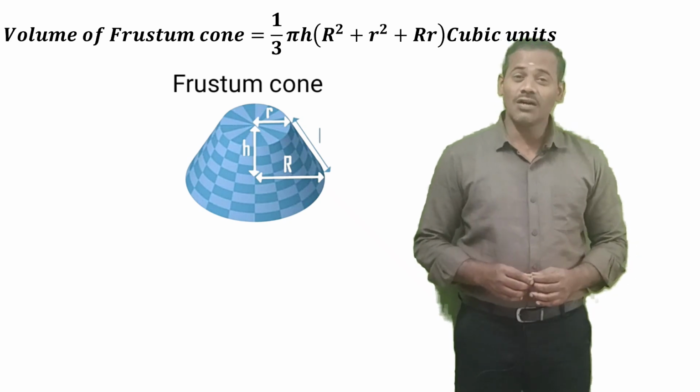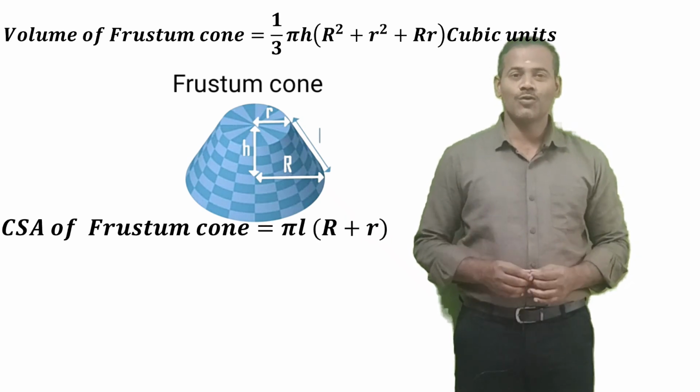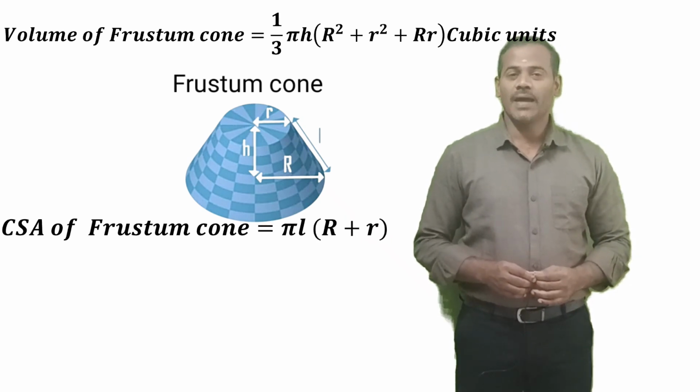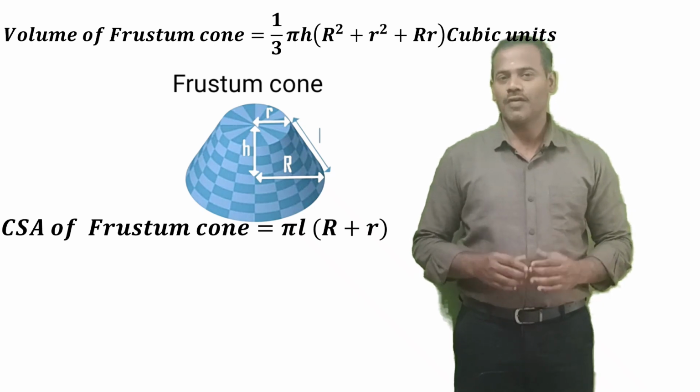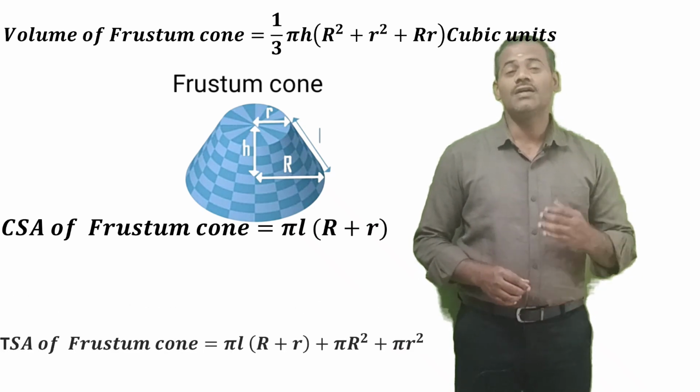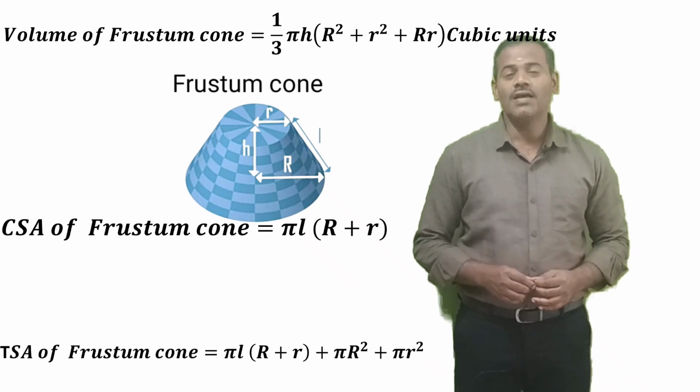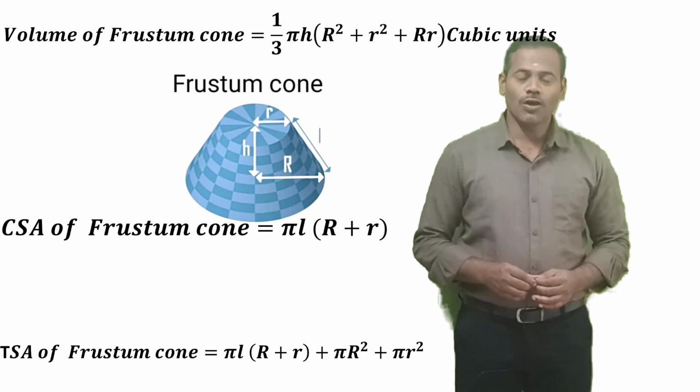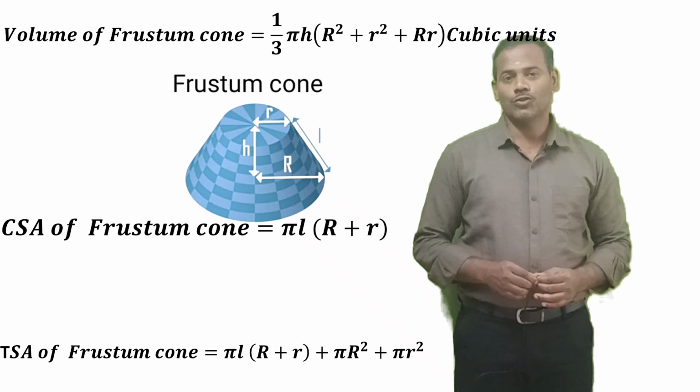And what about the curved surface area of a frustum cone? That is pi L (capital R plus small r). And what about the total surface area of a frustum cone? That is pi L (capital R plus small r) plus pi capital R square plus pi small r square.